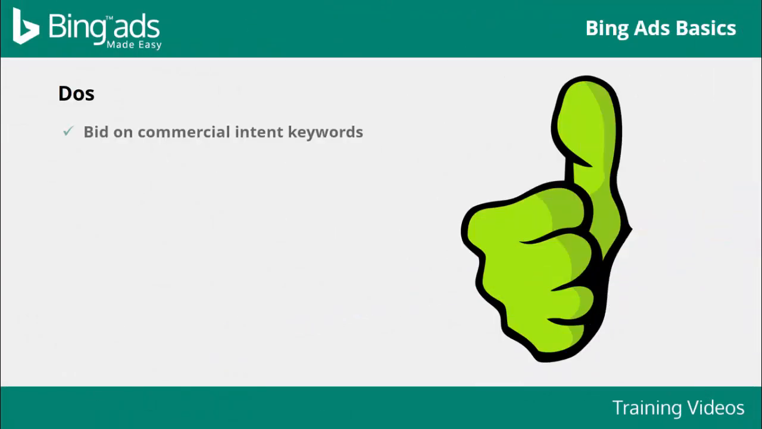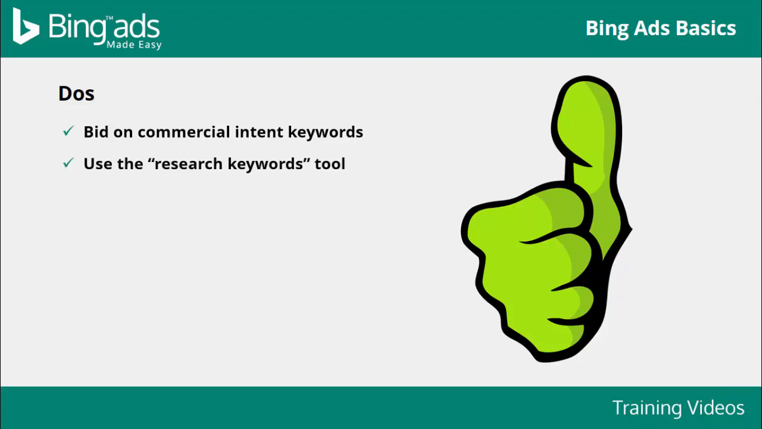Do's. Bid on commercial intent keywords. Commercial intent keywords are those keywords used by people who are ready to buy something. They will require higher bid amounts, but they will drive higher sales while giving you back a significant return on investment. Commercial intent keywords often couple words such as buy and cheaper along with the name of the product or service that the person ready to buy is after.